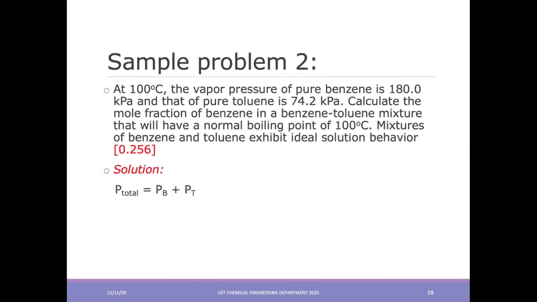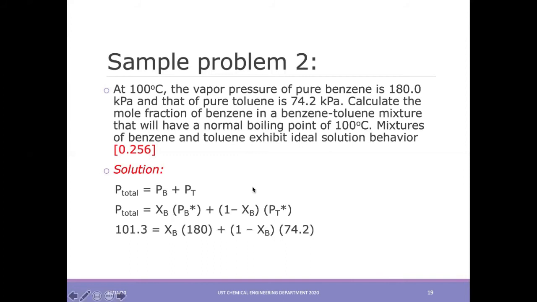So P total is equal to the partial pressure of benzene plus the partial pressure of toluene. Substituting using Raoult's law, we know that the P total here is equivalent to 101.3 kPa. Take note of this. And then the mole fraction multiplied by the corresponding vapor pressures of benzene and toluene. So we will be getting X sub B equivalent to 0.256.